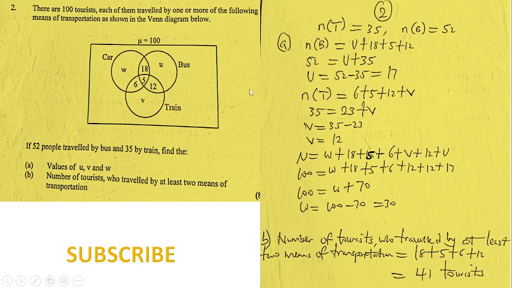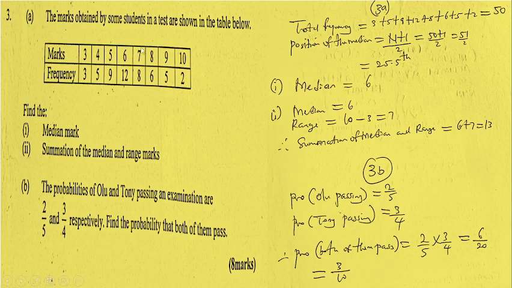Now quickly let's jump to question number 3. Question number 3 is on statistics, and it's on a measure of central tendency, which is median, mode. But in this question, the question given here is on median.